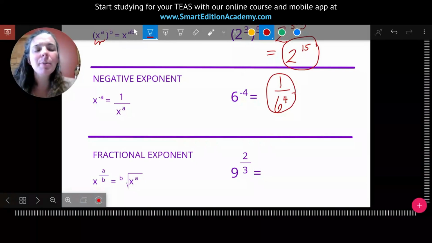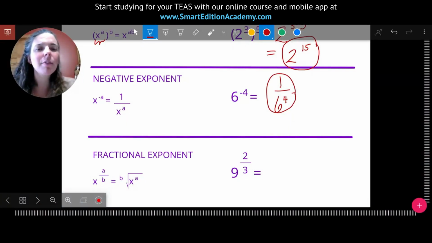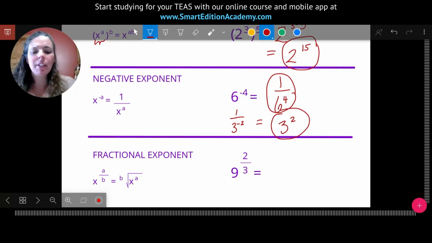And you can do this as well if the exponent on the bottom is the one that's negative. So if I had, for example, 1 over 3 to the negative second, okay, I could simplify this to be just 3 to the positive second. I would actually push it to the top. So that's important to note. You'll definitely see that come up.